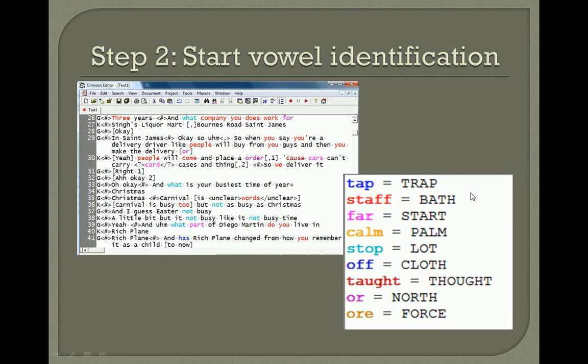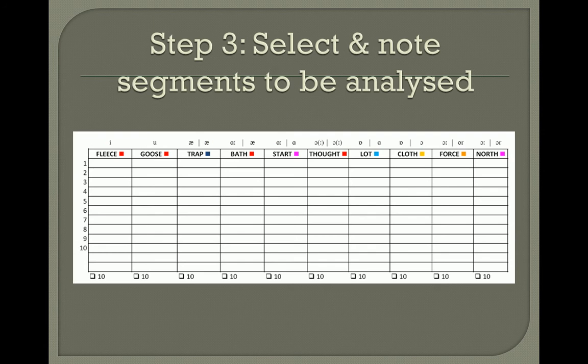So for example, here in this box, we have the word trap. In trap, I'm looking for words with the vowel A. With north, I'm looking for words with the vowel O, for example, right? So I have to actually go through the entire transcript and try to find words with these different sounds. Okay, so after I do that, I select and note the segments to be analyzed.